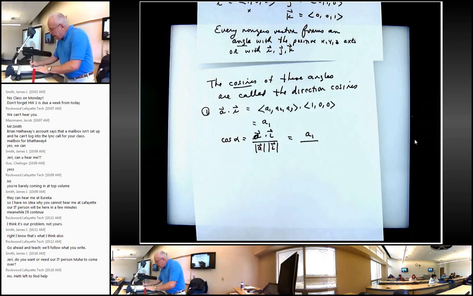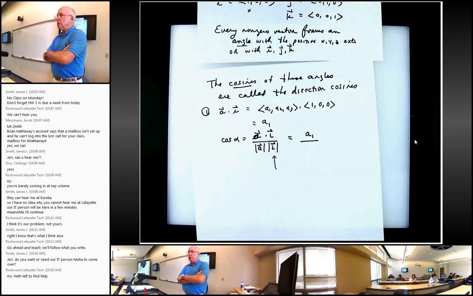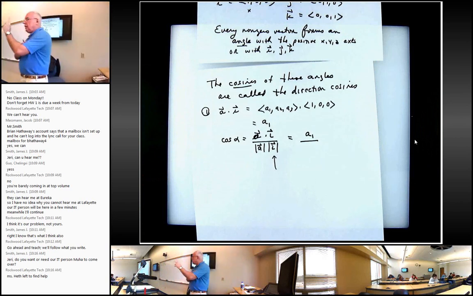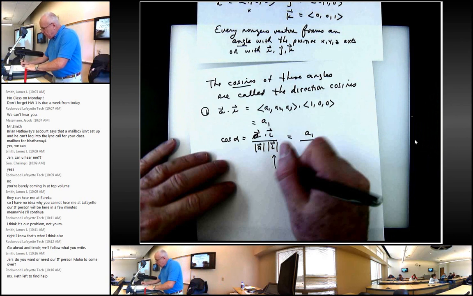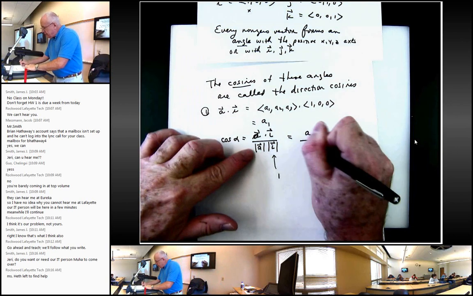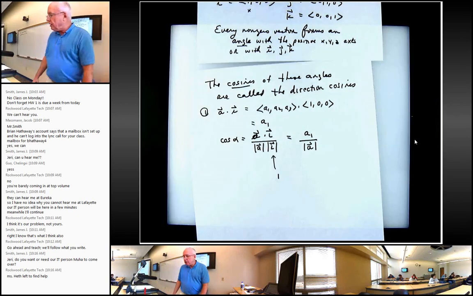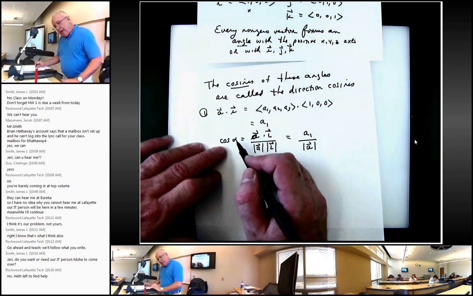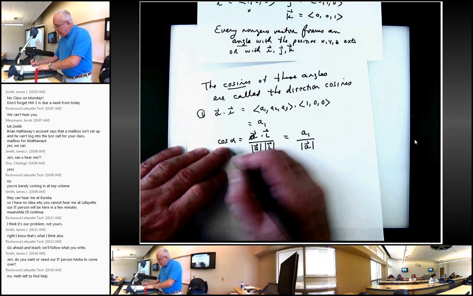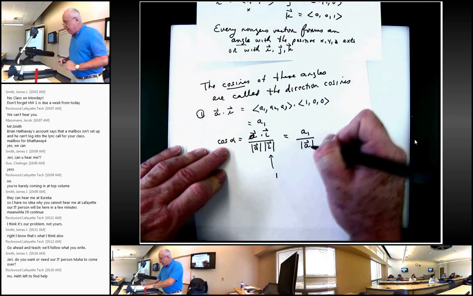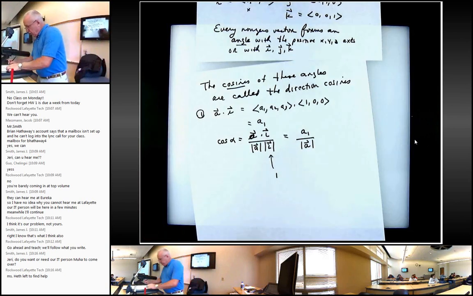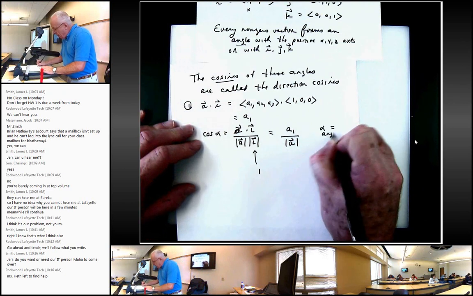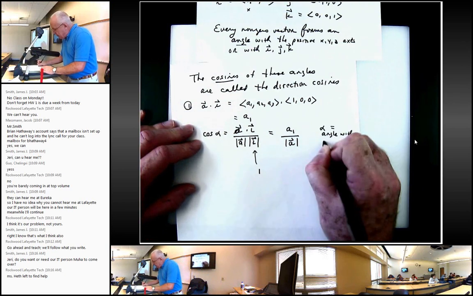What would be the length of the i vector? 1. It's a unit vector. Its length is 1. So the only thing we really have left in the denominator is the magnitude of the A vector. So the cosine of alpha is going to be the first component of A divided by its magnitude. So this is the angle alpha, the angle with the positive x-axis.